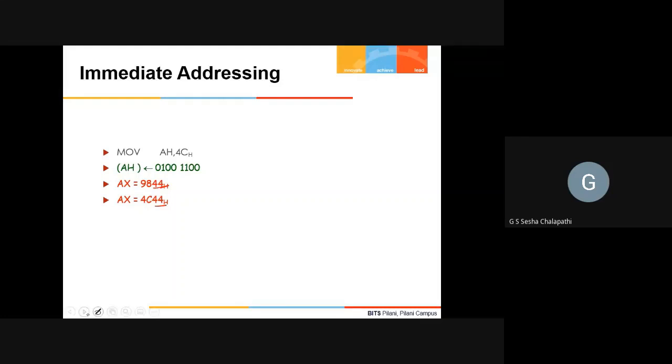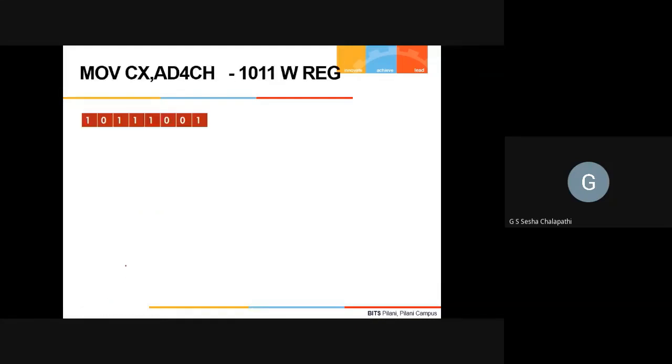So what will be the instruction template for the move immediate instruction? It will be 1011. This is the opcode. W is the bit which will tell whether a word is moved or a byte is moved, and then the reg field. The reg field will have 3 bits. In this case, let us say if I have MOV CX, 4D4Ch.